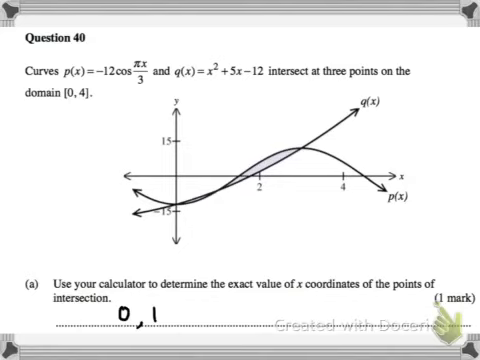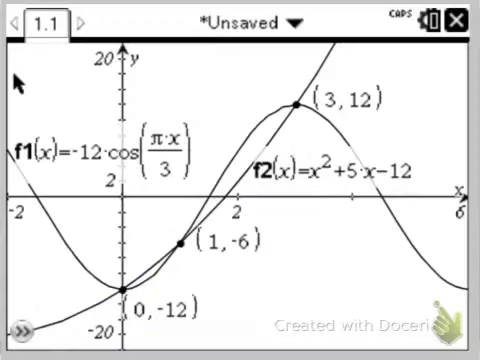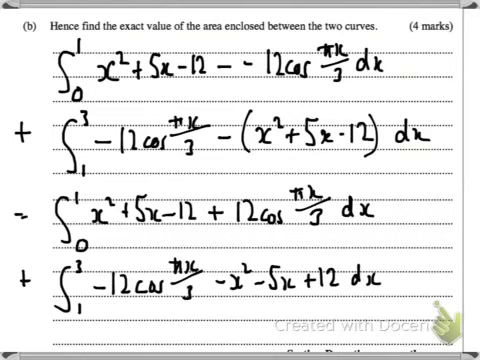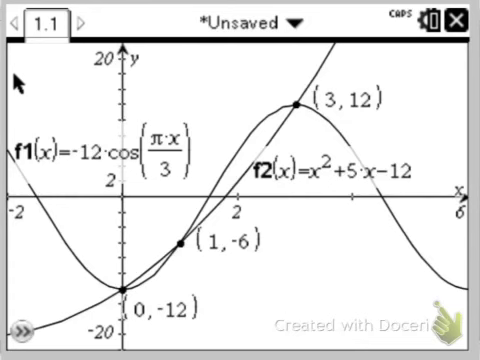0, 1 and 3 to mark for that. Then find the exact value of the area enclosed by the two curves. Alright, now remember when we're finding area, it's the integral of the top curve minus the bottom curve.